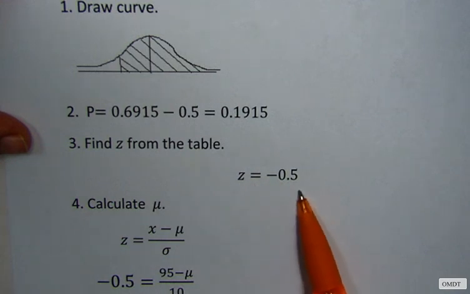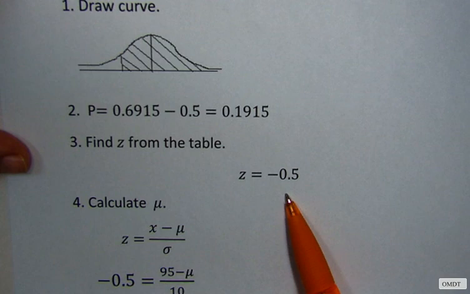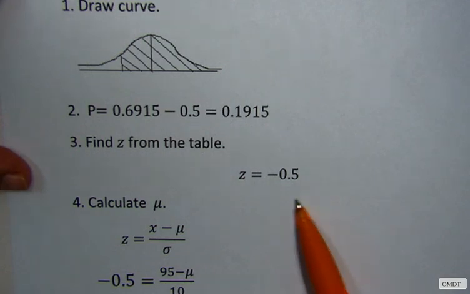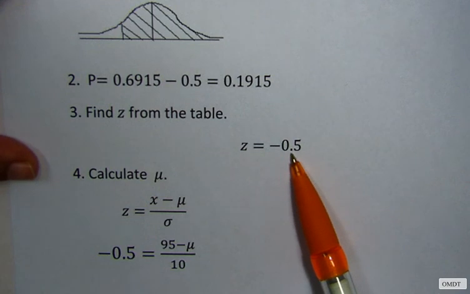If you do not know how to use the table, please watch the video on how to use the normal distribution table, or how to read the normal distribution table. So our Z is equal to minus 0.5.